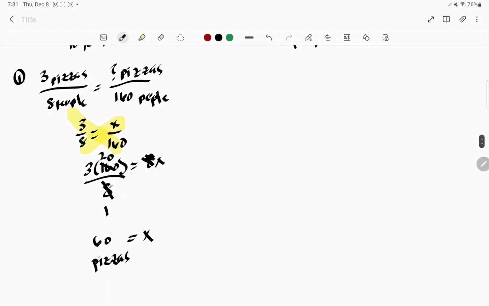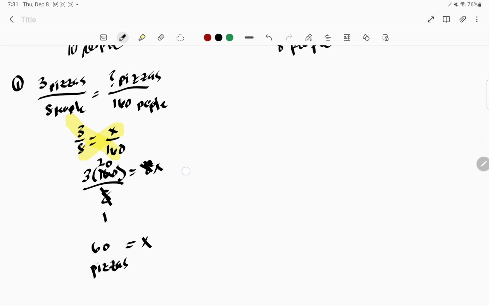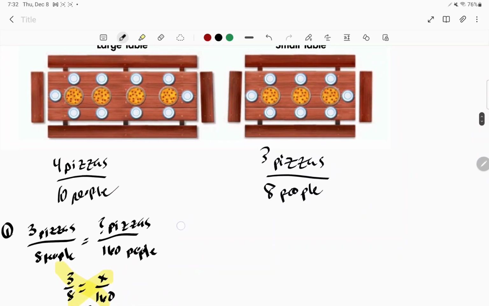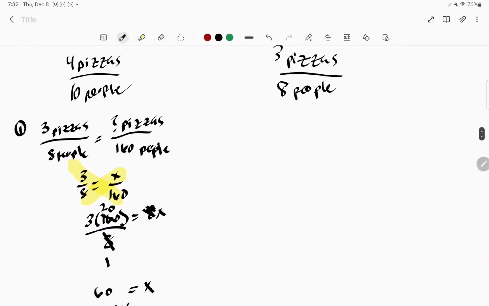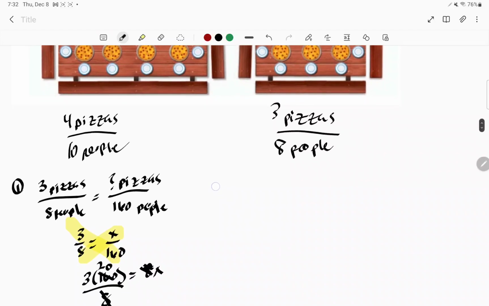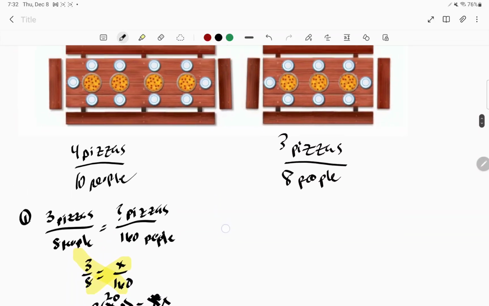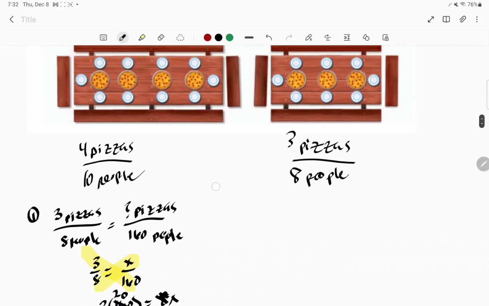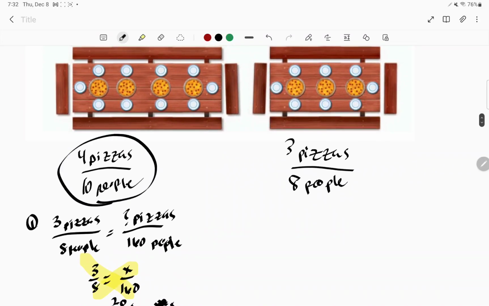Then on number 2, it says if everyone sits... Oh, sorry, no. That was the small pizzas question. Number 1 was using the ratios of 3 pizzas to 8 people. Now number 2 says we want to use the ratio of 4 pizzas to 10 people because our camp only has large tables, and so we have to use this ratio right there.